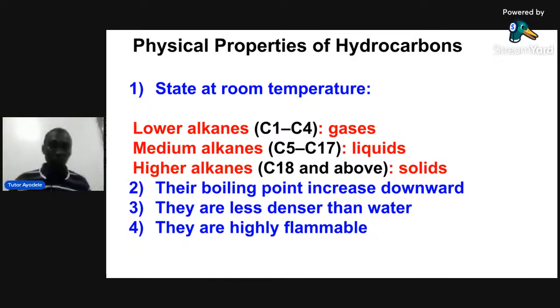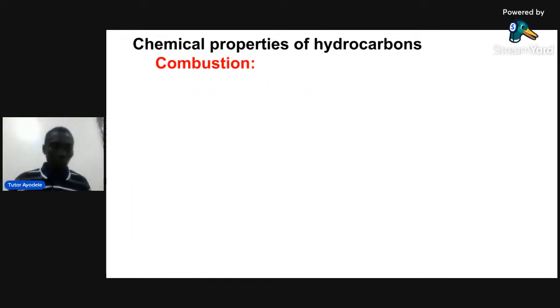So let's quickly proceed to the chemical properties. All these hydrocarbons we have been talking about, be it alkane, alkenes, alkynes, or benzene, as far as they are hydrocarbons, take note, when they burn, they will give these two products.